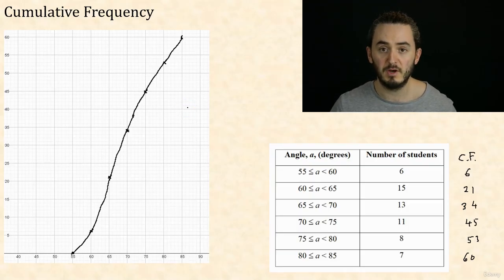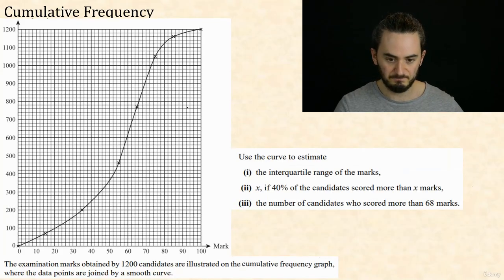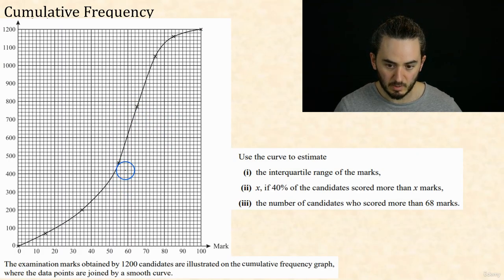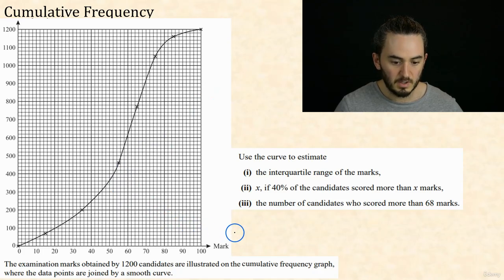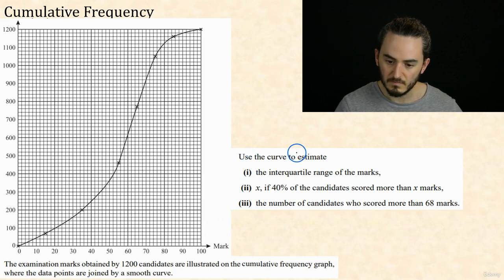Much more common though is that you're just given a cumulative frequency graph and you need to use it to work some things out. So let's have a look at that. Okay, so the examination marks obtained by 1,200 candidates are illustrated on a cumulative frequency graph, where the data points are joined by a smooth curve. Use the curve to estimate the interquartile range.